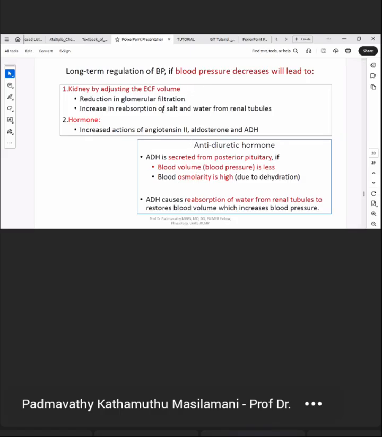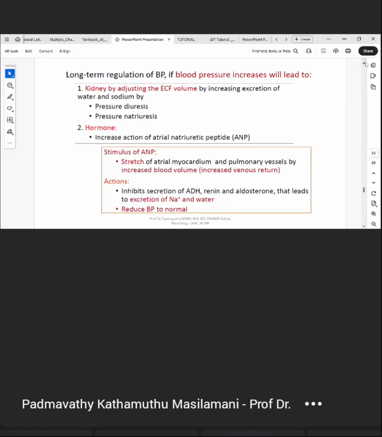Okay, so when the blood pressure falls, the opposite comes. ECF volume will be adjusted by reducing the glomerular filtration and also decreasing the excretion of water and sodium. So it increases absorption of sodium and water, facilitated by aldosterone and ADH and angiotensin too. So don't worry about this. Usually we ask about the hypertension only. So hypertension is an increase in blood pressure. This is very important. Okay.